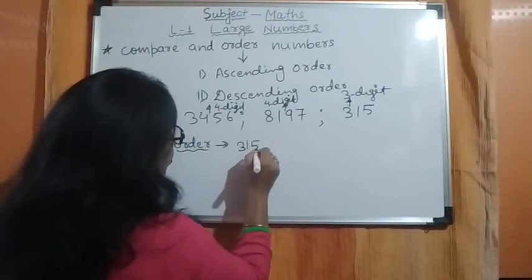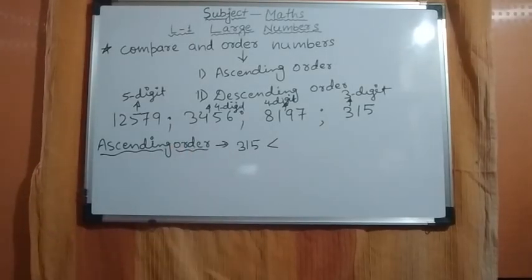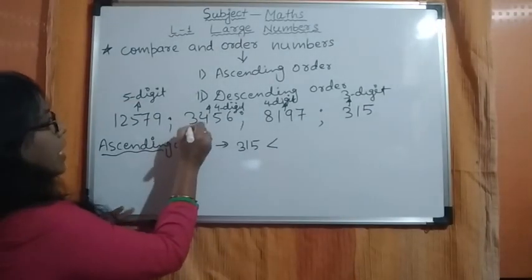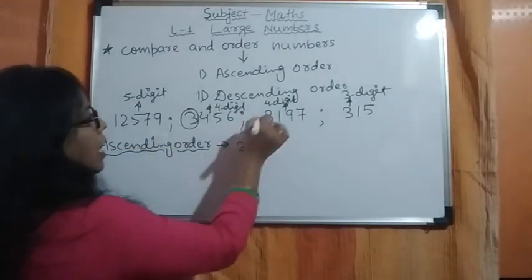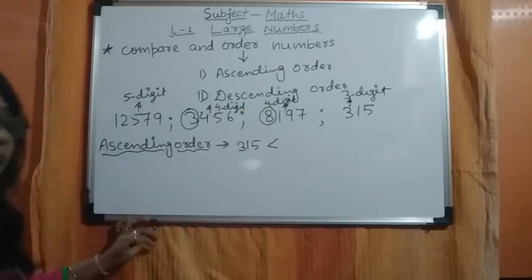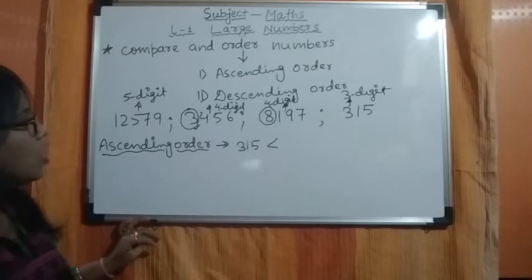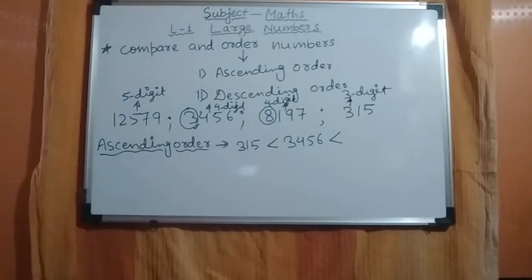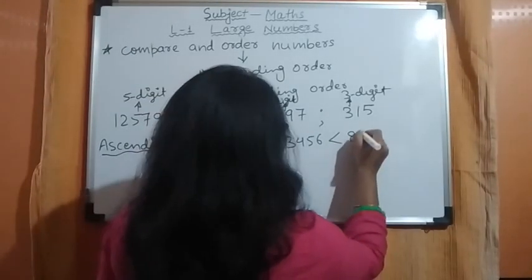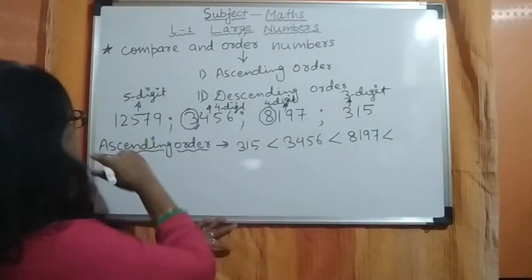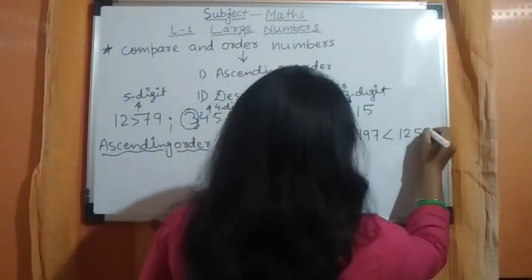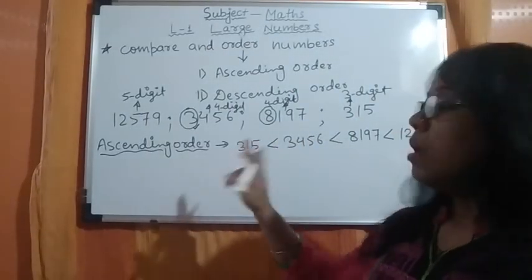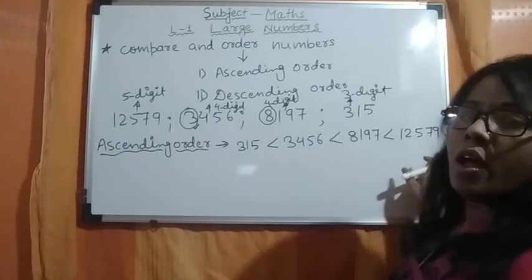So quickly write down 315 and put the less than sign. Okay. Now comparison is between these two. Which one is bigger? So see the first digit. First digit is here 3 and here 8. So which one will be smaller? Yes, this one will be smaller. So put 3456. Now put the less than sign again. And the next number is 8197. And the last one is 12579. This is called ascending order because it goes from the smallest number to the biggest number.